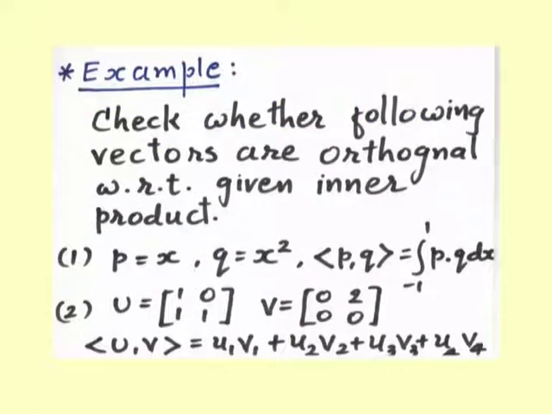This is one example. The question is: check whether the following vectors are orthogonal with respect to the given inner product. In the first example, we have given two vectors p equal to x and q equal to x square, and it is from P2, and inner product on P2 is defined in this way. Inner product of p and q is equal to integration from minus 1 to 1, p of x into q of x dx.